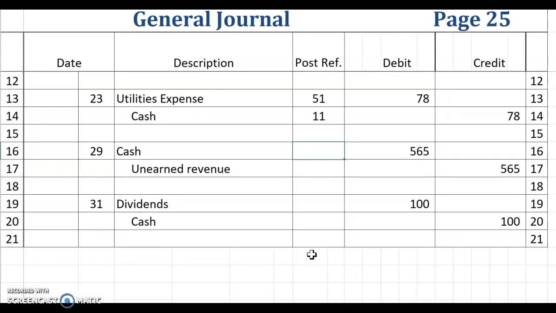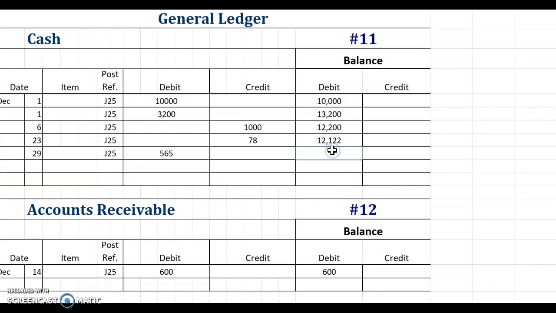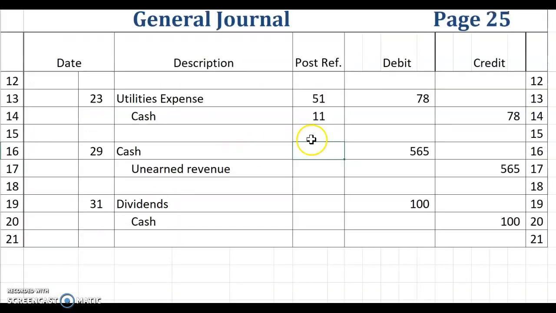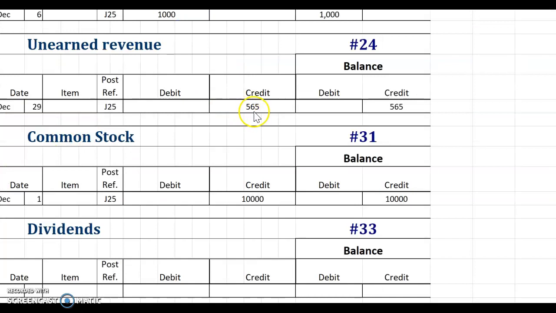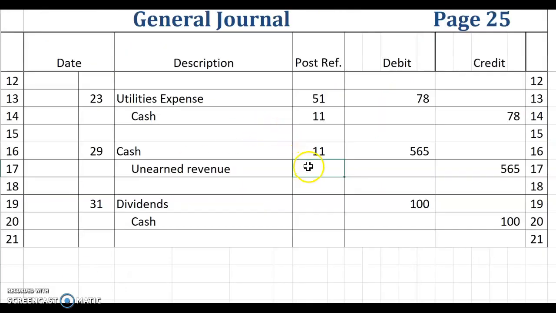Now we go to the 29th, we need to post the 565 debit to cash. So now to find the balance in cash, it had a debit balance as you would expect, a debit, and we're posting a debit, so we add the 565 to get our new balance. Come back to the general journal, we put in 11. We got to post the credit to unearned revenue of 565. So we post that credit. That's the only thing in unearned revenue, so it has a balance of 565. We move the 24 account number into the post reference column.